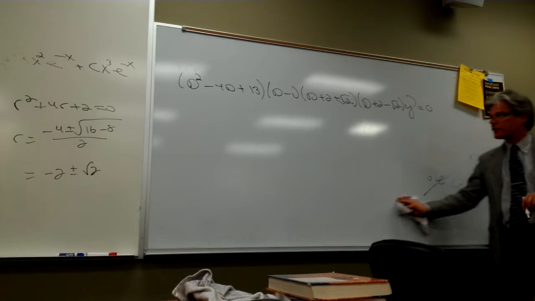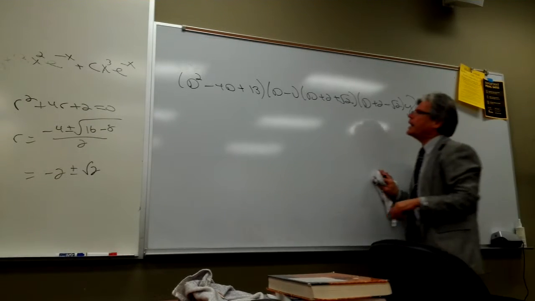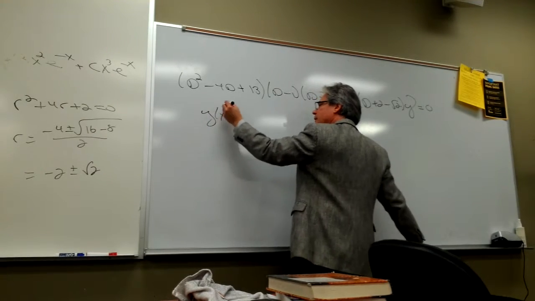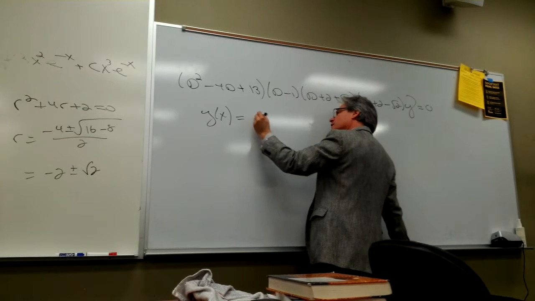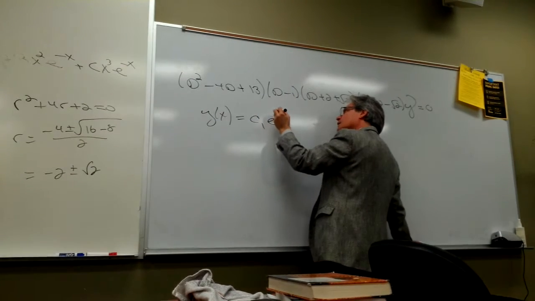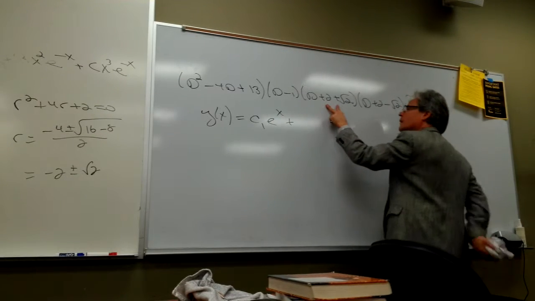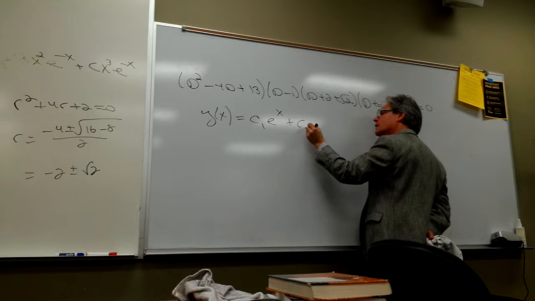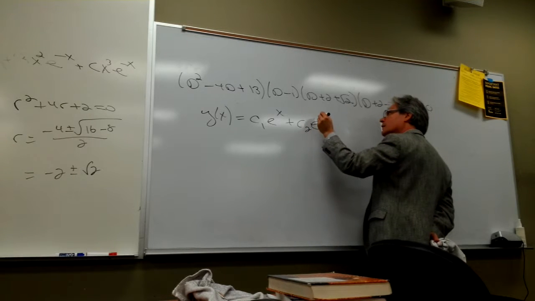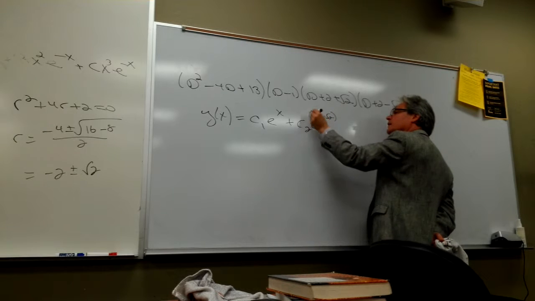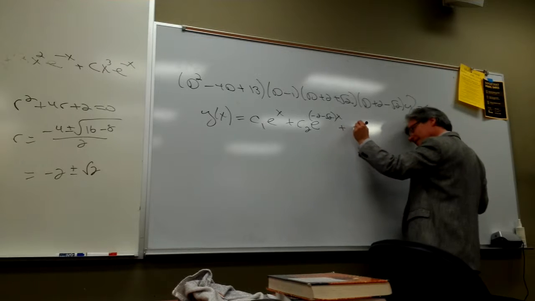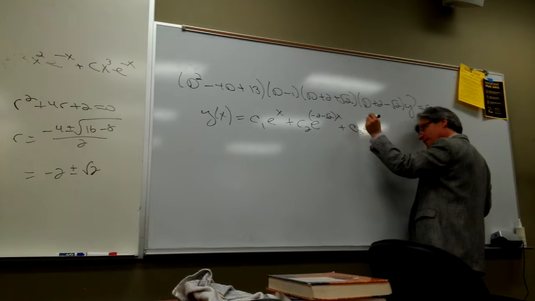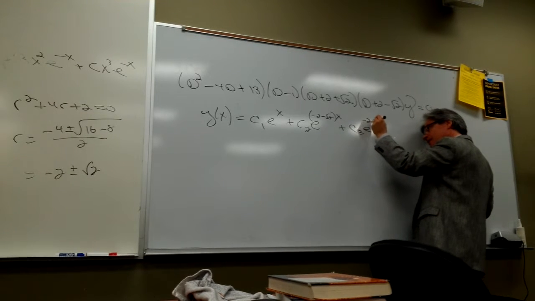And so can we just list our solutions? I think our solutions are going to look like y of x equals, go here first, C1. Yeah, this is why the book might not be quite as much fun as in class, because it's kind of clean and easy. Negative 2 plus root 2.